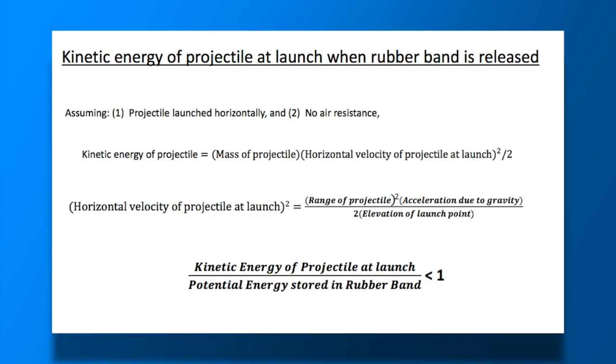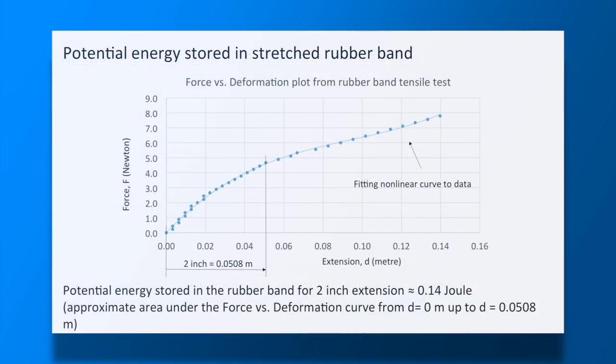Note that the kinetic energy of the projectile at launch is a positive number that is less than the potential energy of the rubber band before its release, since the potential energy is also converted to other forms of energy. For example, at the time when the matchstick loses contact with the rubber band, the released potential energy has been converted to kinetic energies in both the projectile as well as the rubber band.